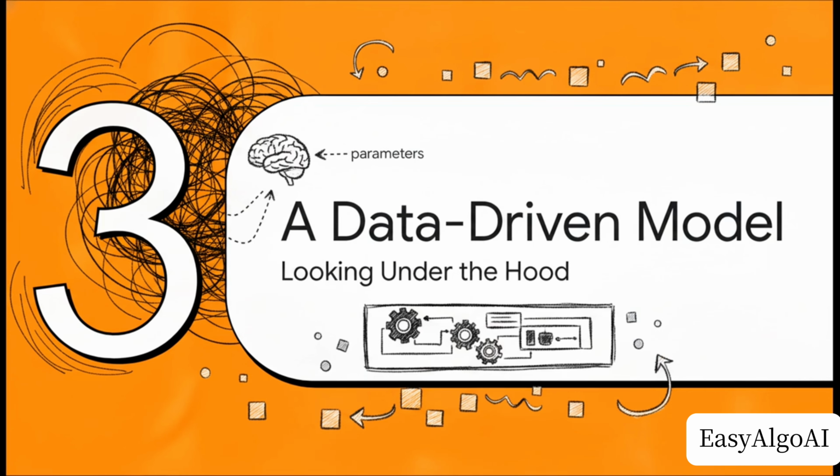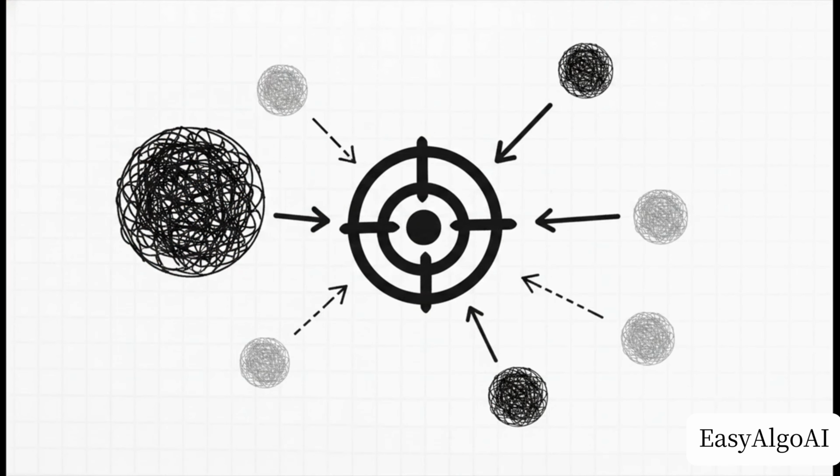Section 3. A data-driven model, looking under the hood. So if there are no parameters to learn, how exactly does this non-parametric method calculate a prediction for a new, unseen piece of data? The logic here is beautifully simple. Our prediction, represented by f of x, is essentially an average. It's a weighted sum of the target values, those yi's, from the data points we already have.